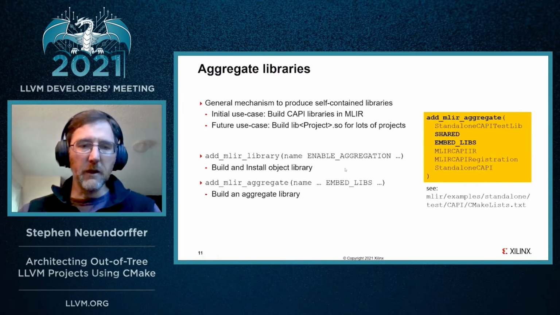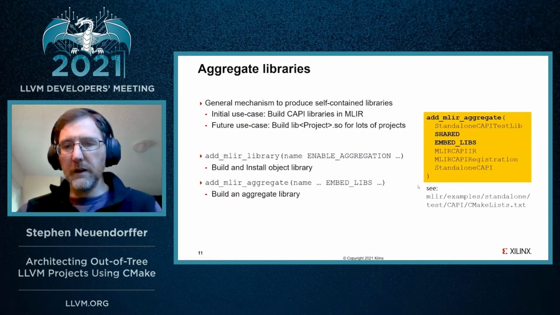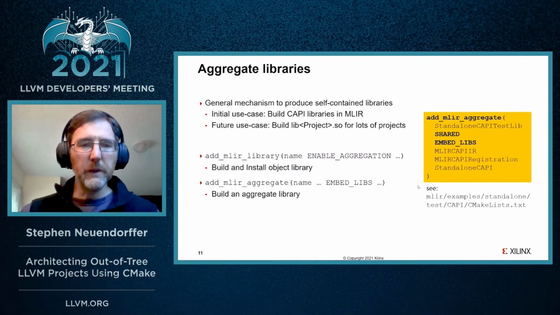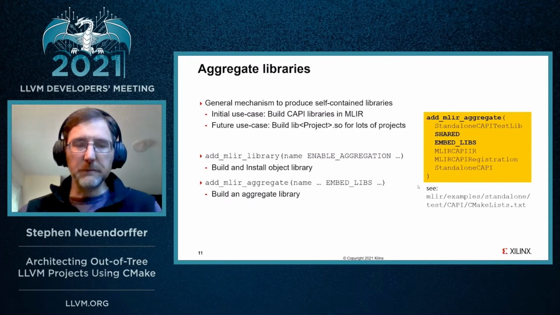And this is built into MLIR right now. So for instance, if you call add MLIR library with the enable aggregation line, then this declares that your library is something that can be aggregated into a larger aggregate. And the add MLIR aggregate function allows you to embed libraries that have been previously declared with add MLIR library, as shown on the right over here. So today this is used to build the C API libraries in MLIR, but in the future this will probably be used to build libmlir.so, and hopefully we can generalize this to other LLVM incubator projects.